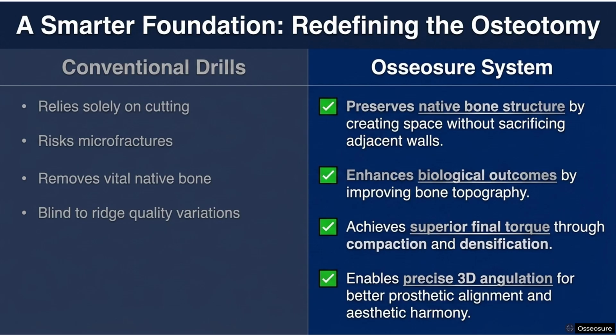In three-dimensional implant positioning, if your angulation is towards the incisal edge or cingulum position, you will always achieve better aesthetics. For that, correct angulation is required, and with the OsseoSure system, you can achieve it. Drilling alone will never allow you to correct the angulation.